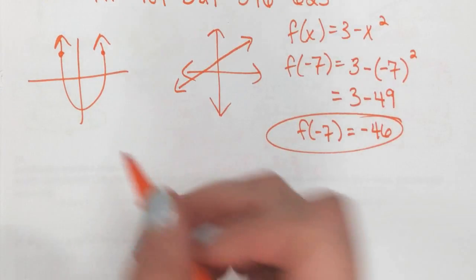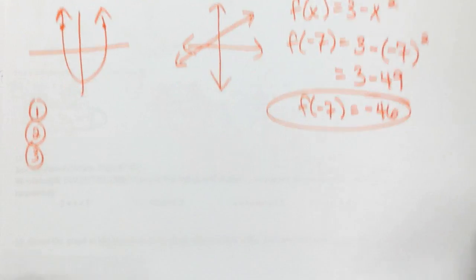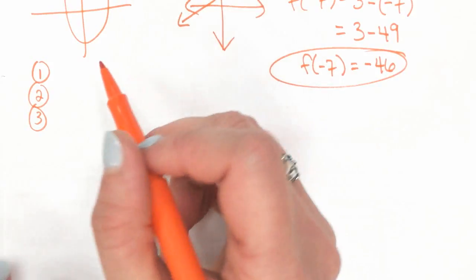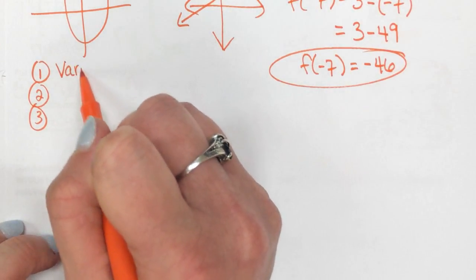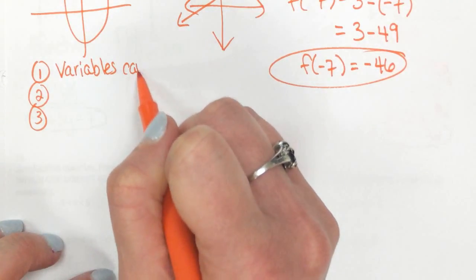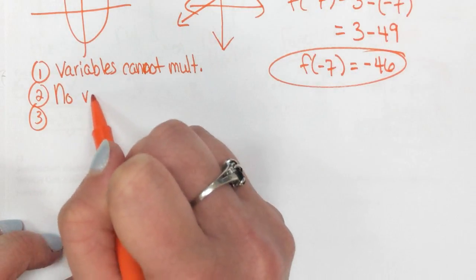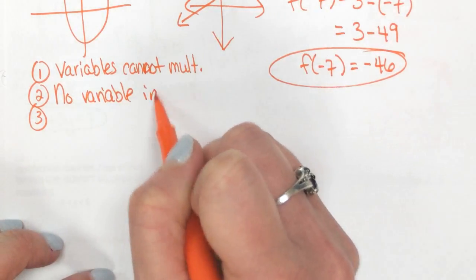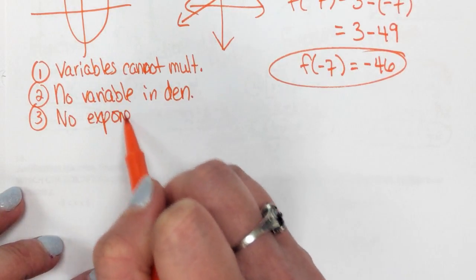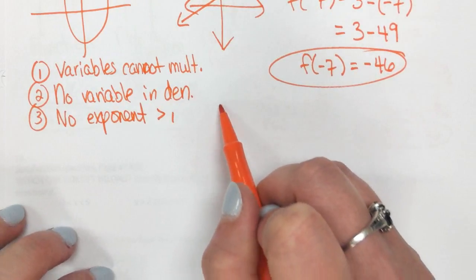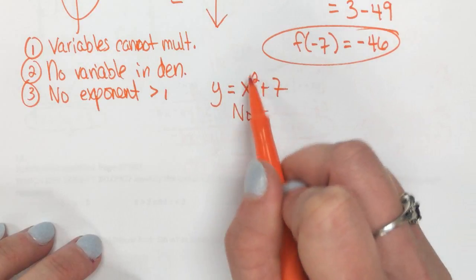Let's do linear. There were 3 rules to be linear. Do you remember one? The variables cannot be multiplied together. That's standard form. So variables cannot be multiplied together. No variables in the denominator. And no exponents bigger than 1. Very good. So let's see, what about linear or not linear? Not linear, because it's got an exponent, right?